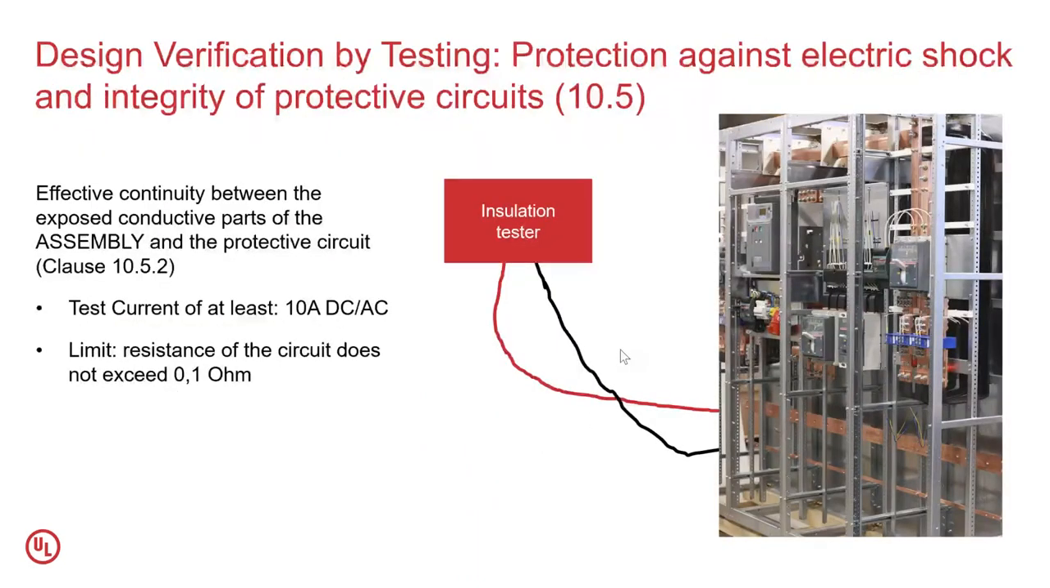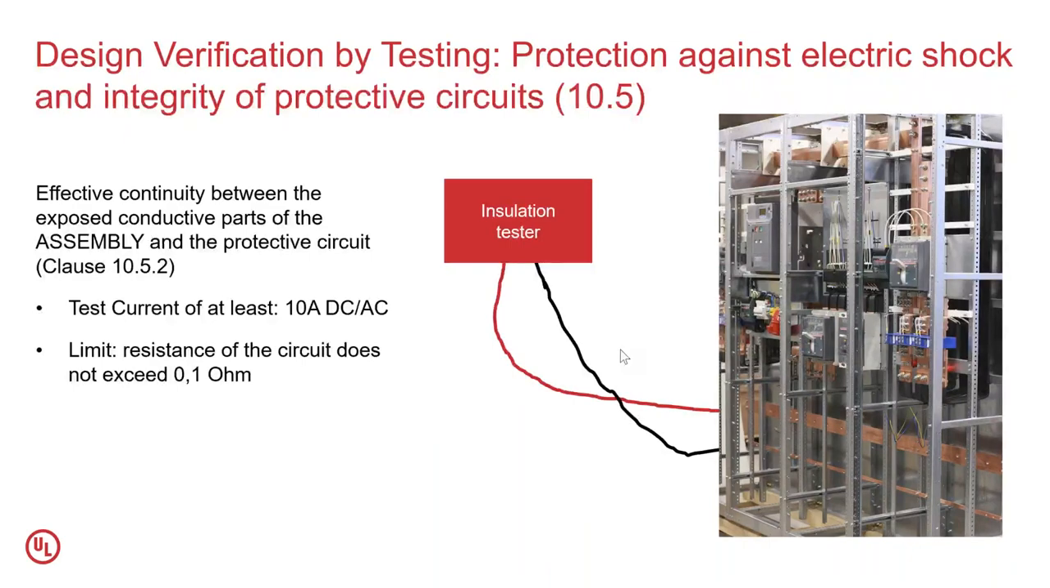there are two tests under protection against electric shock. Again, I mentioned to you, one is earth continuity, using a megger, where we pass 10 amps DC or AC. We measure from the protective circuit to different parts of the assembly, where the resistance should not exceed 0.1 ohm. Why? Because more than 0.1 ohm is difficult or dangerous to the person who operates the switchboard. Hence, the standard clearly says the resistance should not exceed 0.1 ohm between the protective circuit and the different exposed conductive parts, which we measure with an insulation tester. This is verification by testing of protection against electric shock and integrity of protective circuit.